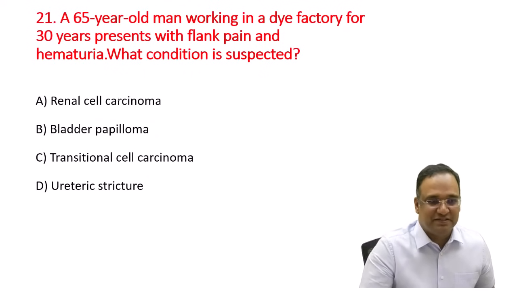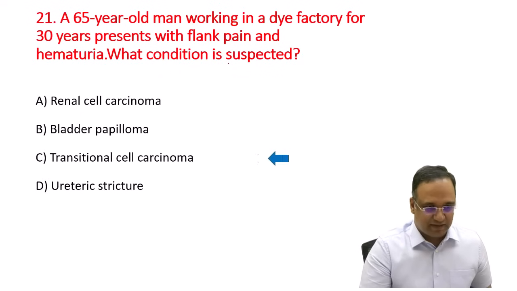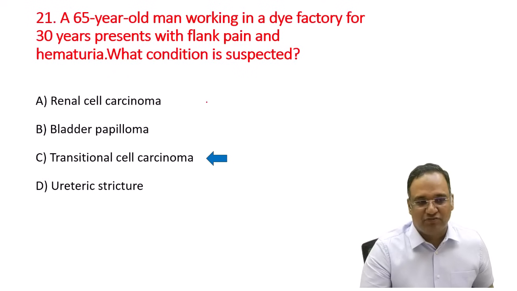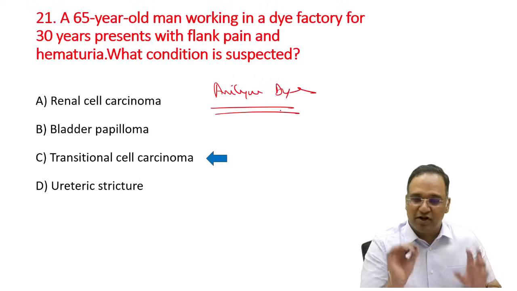One more question to go. A 65-year-old man who has worked in a dye factory for 30 years presents with flank pain and hematuria. What is the suspected condition? The answer is transitional cell carcinoma of the urinary bladder. Understand this: the aniline dye industry is a cause of urinary bladder cancer.